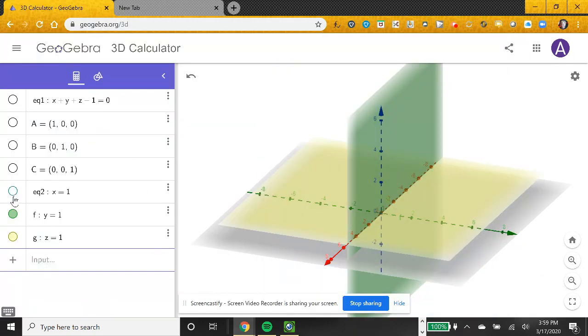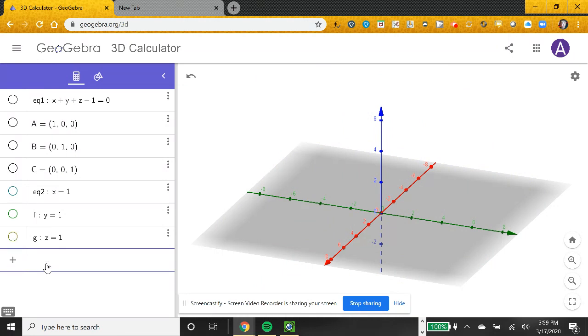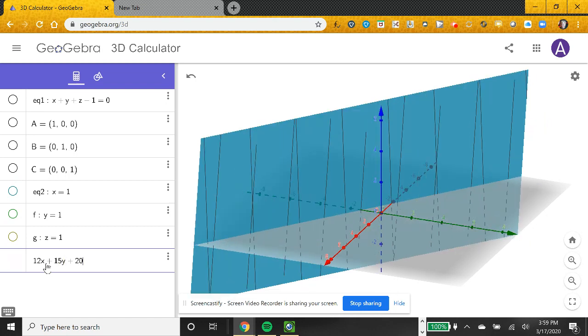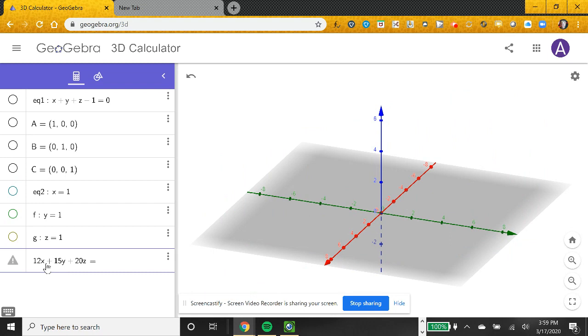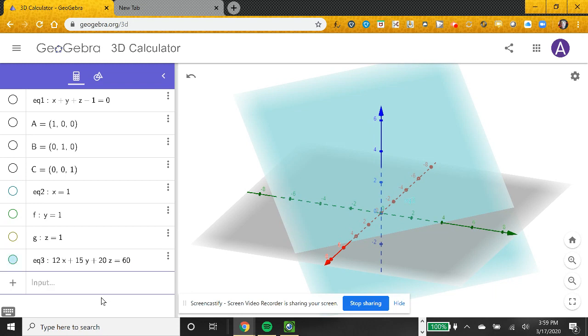All right, so I'm going to get rid of this one, and this one, and we're going to put our new one in there, which was 12x plus 15y plus 20z equals 60. And sure enough, let's plot our points to make sure we're right with our triangular area there.